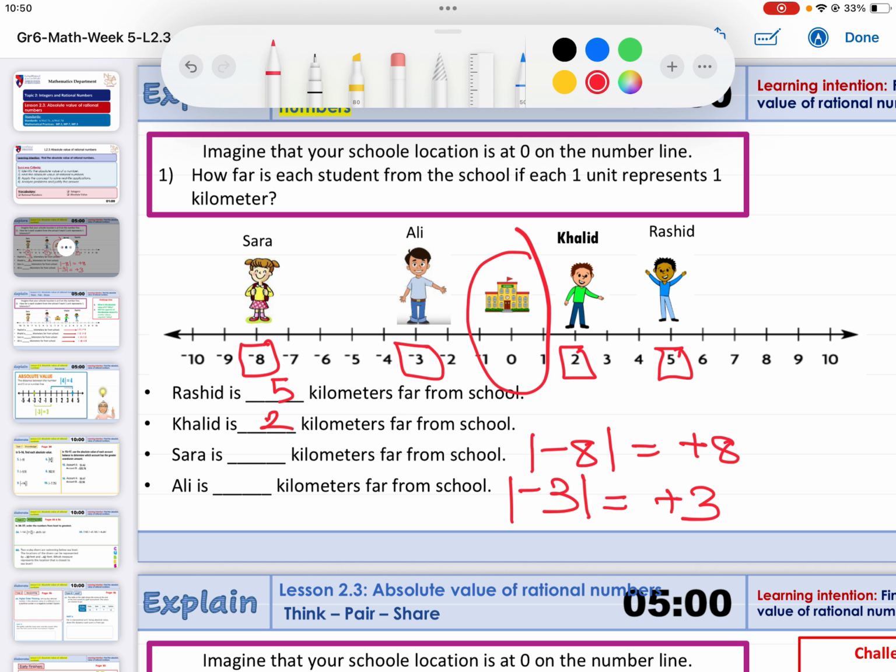What do we mean by absolute value? Basically, it's the distance between a number and 0. It's the distance between any number on the number line and 0, and distance is always positive. So absolute value is the distance, and distance is always positive. Keep that info in your brain.